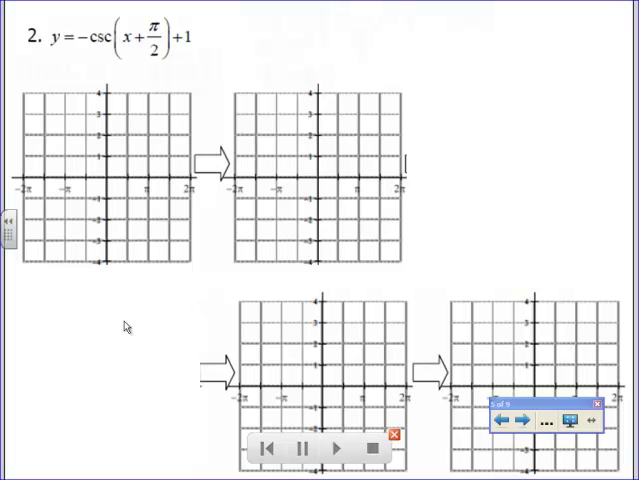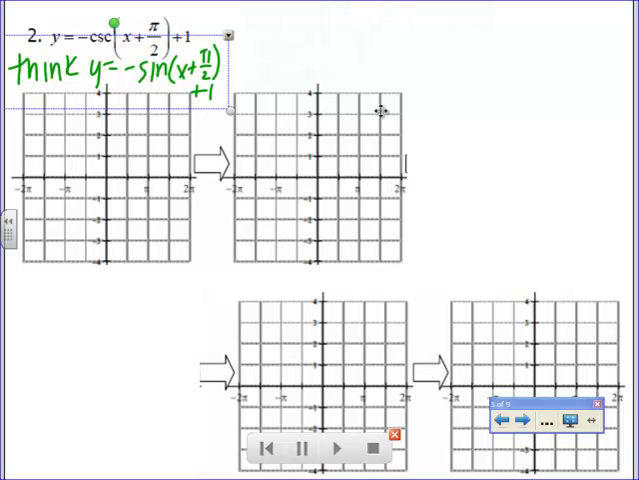Example 2 is a little more complicated because it has multiple parts happening. You've got an a value, a c value, and a d value, which are going to cause 3 different transformations. Start off by thinking about it as its reciprocal function, sine. So we're going to think y equals negative sine of x plus pi over 2. Then think about what transformations those will be. If you read left to right, you should go in the appropriate order.